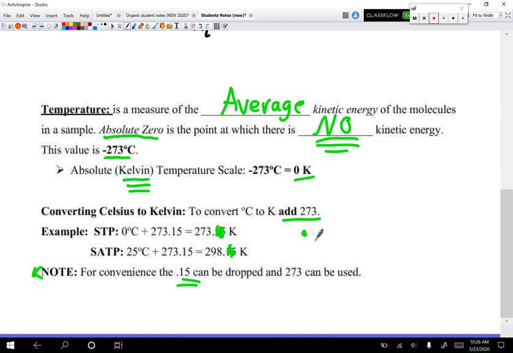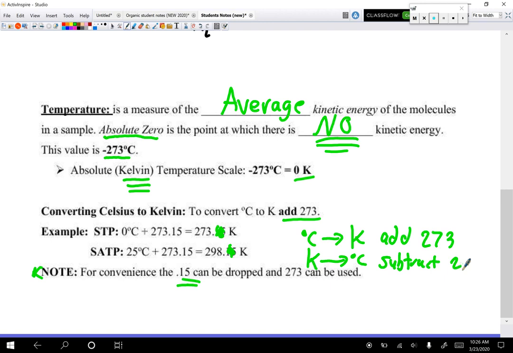All right. So when we're going from degrees Celsius to Kelvin, that's supposed to be a K, not a C, we add 273, and when we go from Kelvin to degrees Celsius, we subtract 273. All right, so just keep that in mind there.